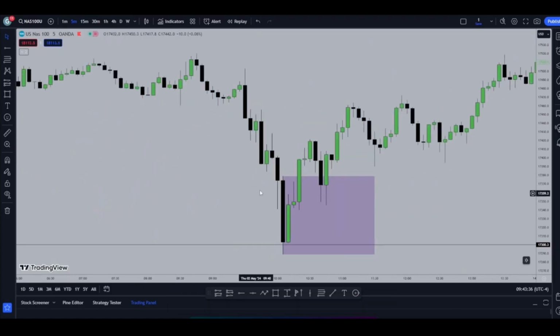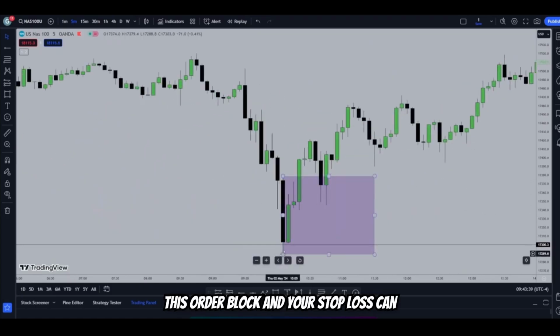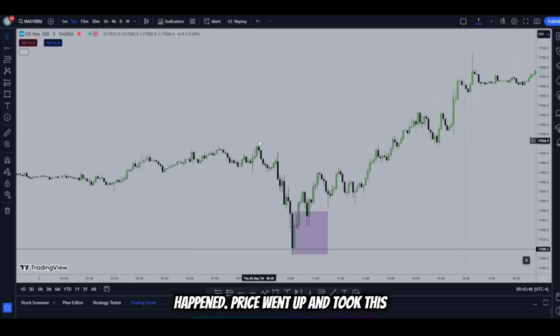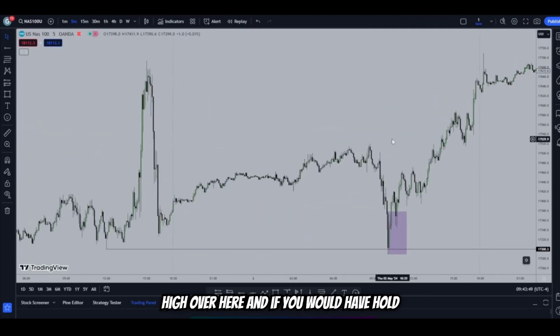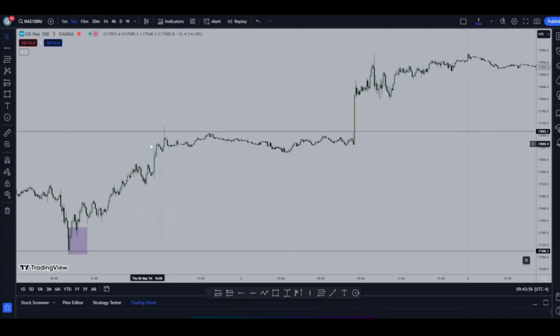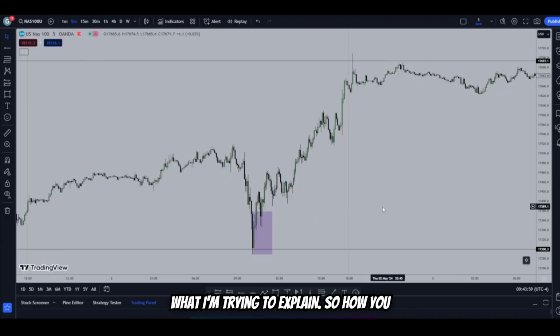And now you can take entry from the start of this order block, and your stop loss can be below this structure, or you can take an entry from this fair value gap right over here. Okay, and then you can see what happened. Price went up and took this high over here, and if you would have held it overnight, price went up and took this high also. See, it went up and took this high also. So this is what I'm trying to explain.